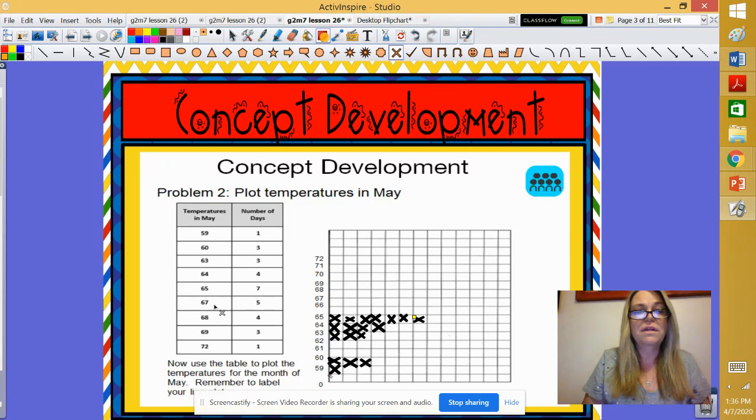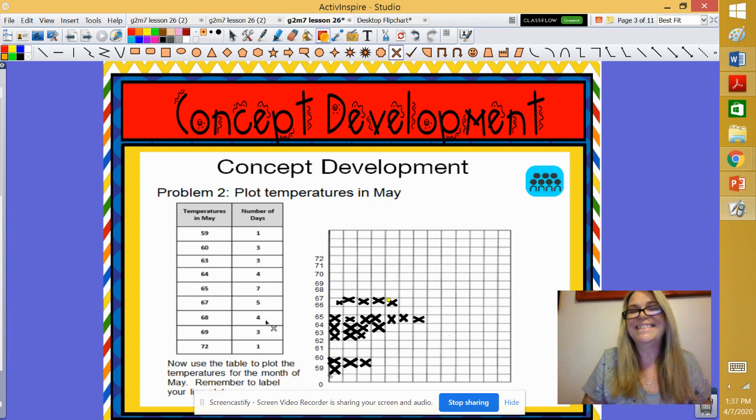Do we have any 66 degree days? Look at our chart. Nope. Our next number is 67 degrees. How many days had 67? 5. Great. Let's look at our chart. So do we put any at 66? No, we move up to 67. And how many days do we have? 5. Good job. 1, 2, 3, 4, 5.